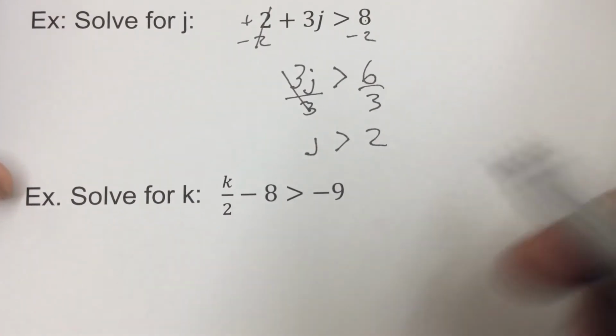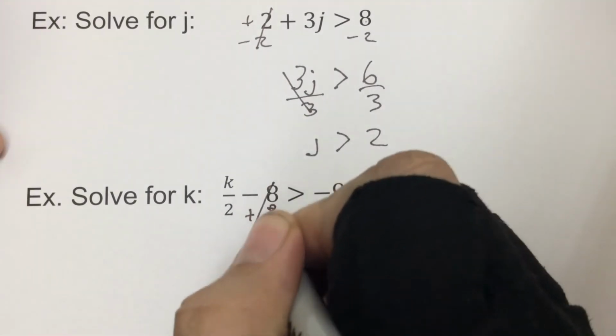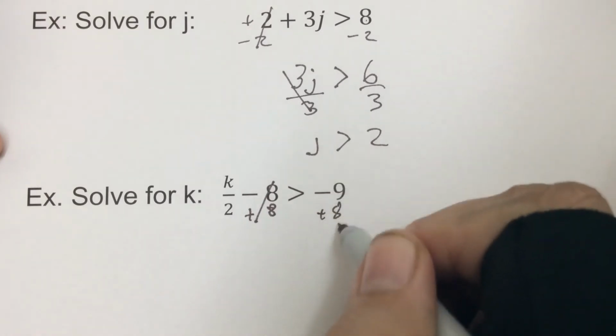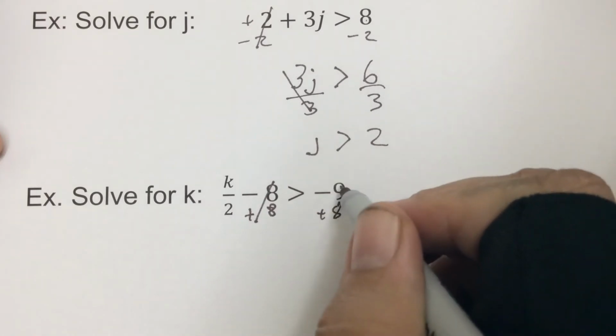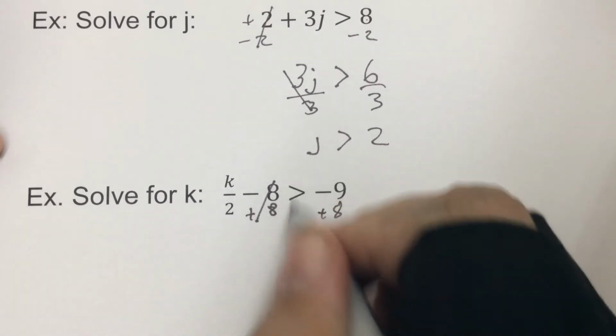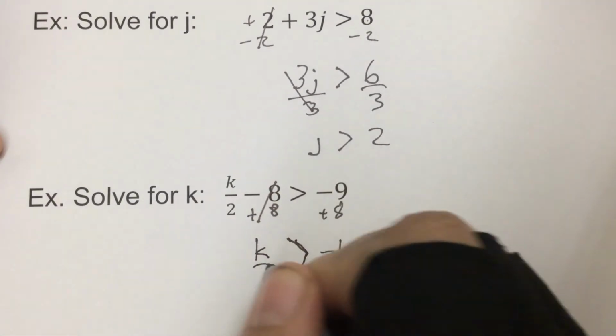So for solving for k, again, add, subtract first. We have a -8. We're going to get rid of that by adding 8 to cancel that out. -9 and 8, again, they're different signs, so we subtract. The bigger number was negative, so it's going to be a -1. We are greater than, and then k over 2.